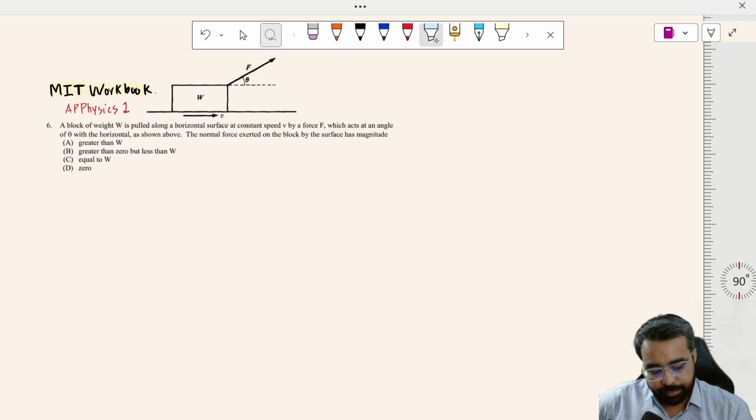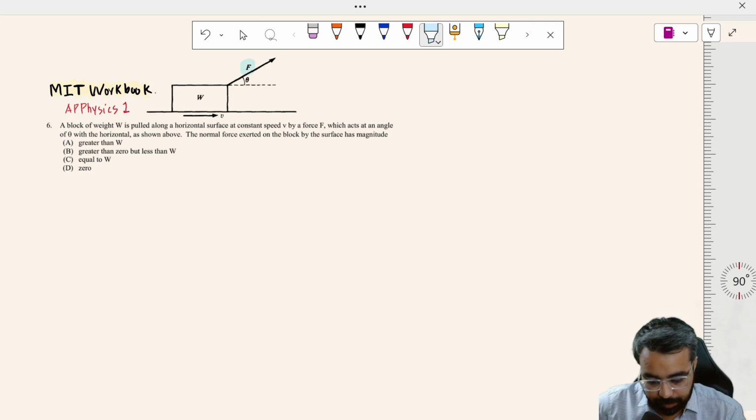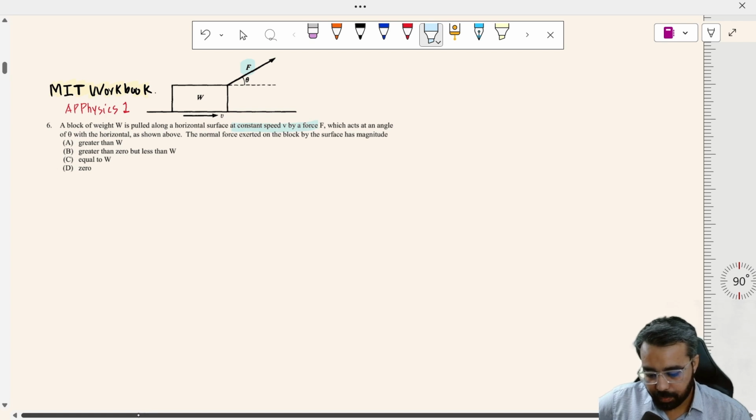A force F is exerted on this block that is moving with a constant velocity, with a constant speed, on this horizontal surface. All right. So in this question, we have to figure out what the magnitude of the normal force exerted on the block by the surface is. Which one of these is the right answer?